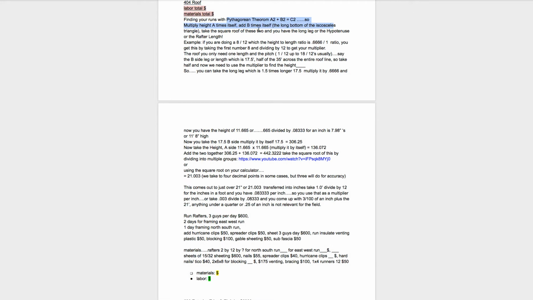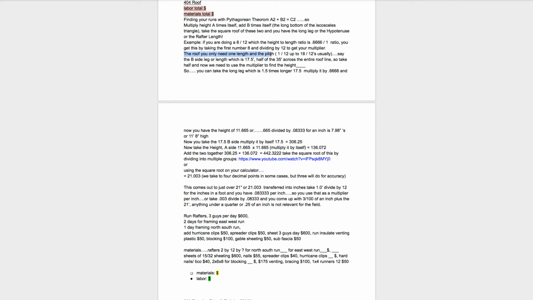Let's go to the LIB. But let's say, so here we go. If we're taking an 8/12, which is the situation on this particular property, the height to length ratio is 0.666 to 1, or an 8/12 pitch. Now, how did I get this? I got that by taking the first number, 8, and dividing it by 12. And then you get the multiplier, which is this number here. Now, in the roof, you only need one length to get the pitch.